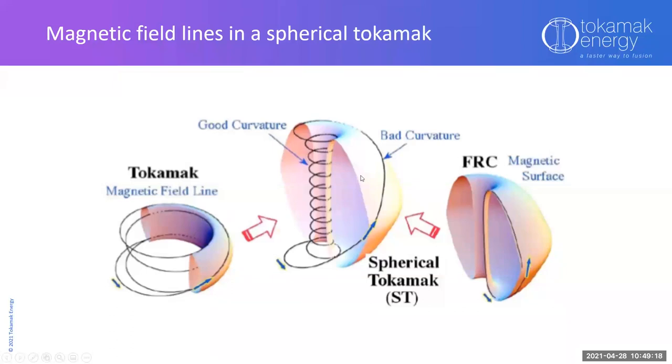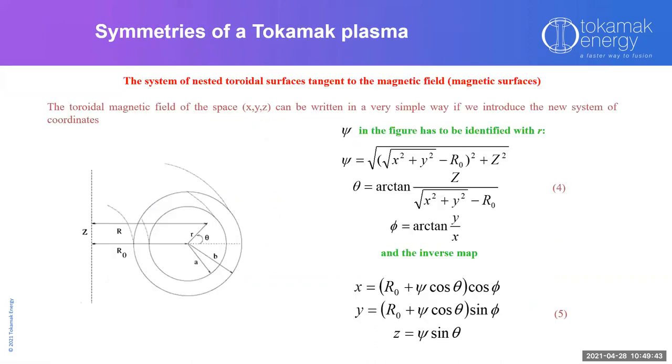And therefore, particles will spiral in the middle of the spherical tokamak and spend a lot of time there. Those particles that manage to pass the mirror of the magnetic field, they will live quite a long time in the center of the spherical tokamak. This is another interesting feature.